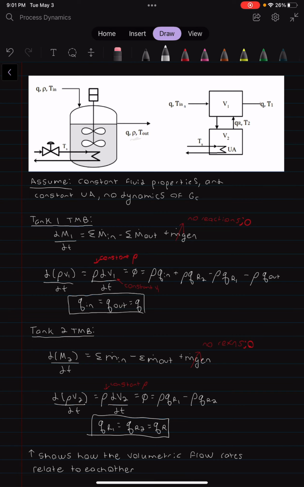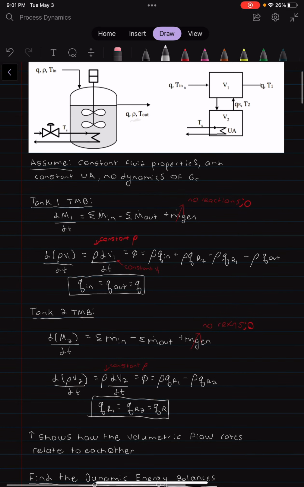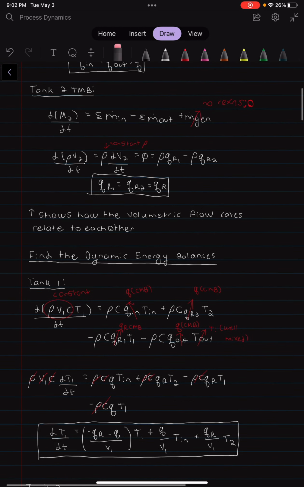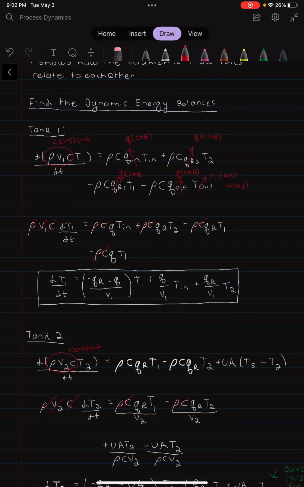So the mass balances simplify the system by relating the Q's. We have QR in the middle is related, and then Q in equals Q out, so Q is Q. Then we can find the dynamic energy balances to determine how our temperatures relate.